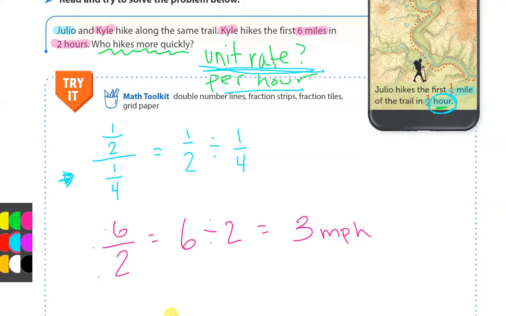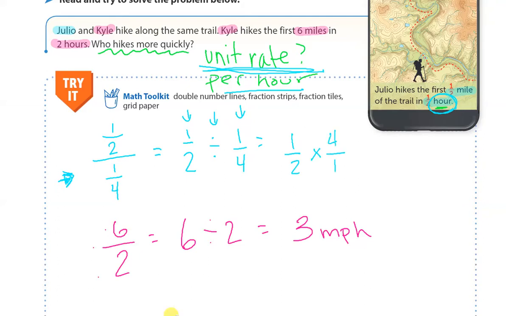Now for Julio up here, we're going to figure this out by doing keep, change, flip. So keep, change, flip, and then for multiplying fractions we just multiply across top and bottom. 1 times 4 is 4, 2 times 1 is 2, and then this is another simple division. 4 divided by 2. You know 4 divided by 2 is 2 miles per hour.